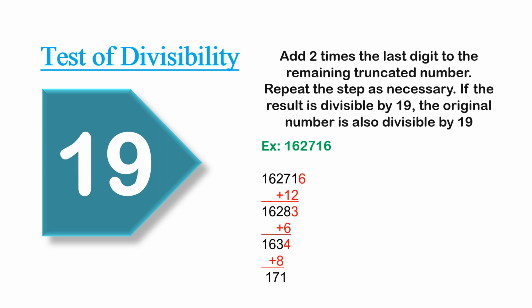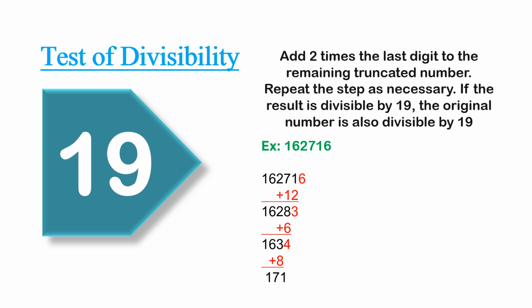1,62,716. Last digit 6. 6 into 2, 12. 12 should be added to 16,271, which would give us 16,283. Last digit 3. 3 into 2, 6. So 1,628 plus 6, 1,634. 4 into 2, 8. So 163 plus 8, 171. 171 is completely divisible by 19.